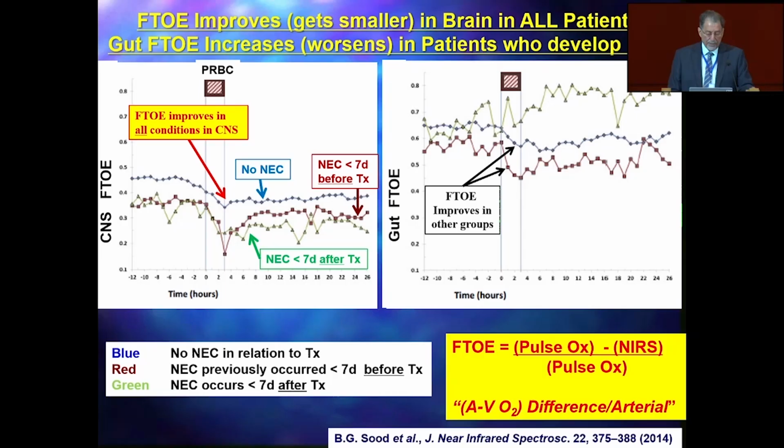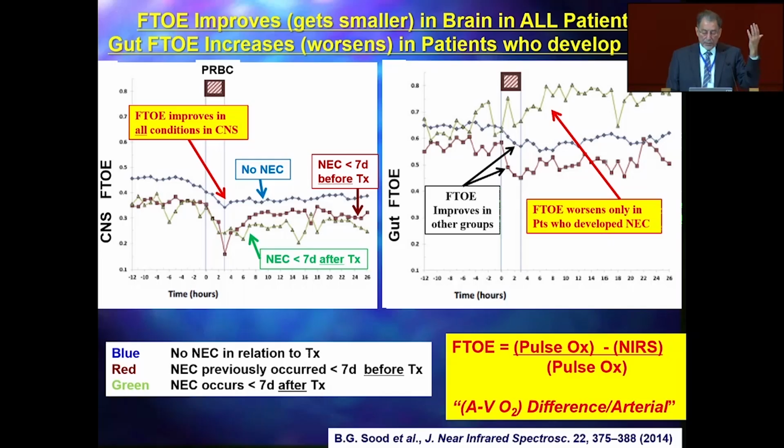However, they also looked at the abdominal area, just above the umbilicus with NIRS, and what they saw was that in the two groups, before NEC and no NEC, the extraction came down, which you can see in the red and the blue, but in the group that went on to get NEC, in the hours after the transfusion on the x-axis here, these are hours marked 2, 4, 6, 8, 10, in the hours after transfusion, the fractional extraction got worse.